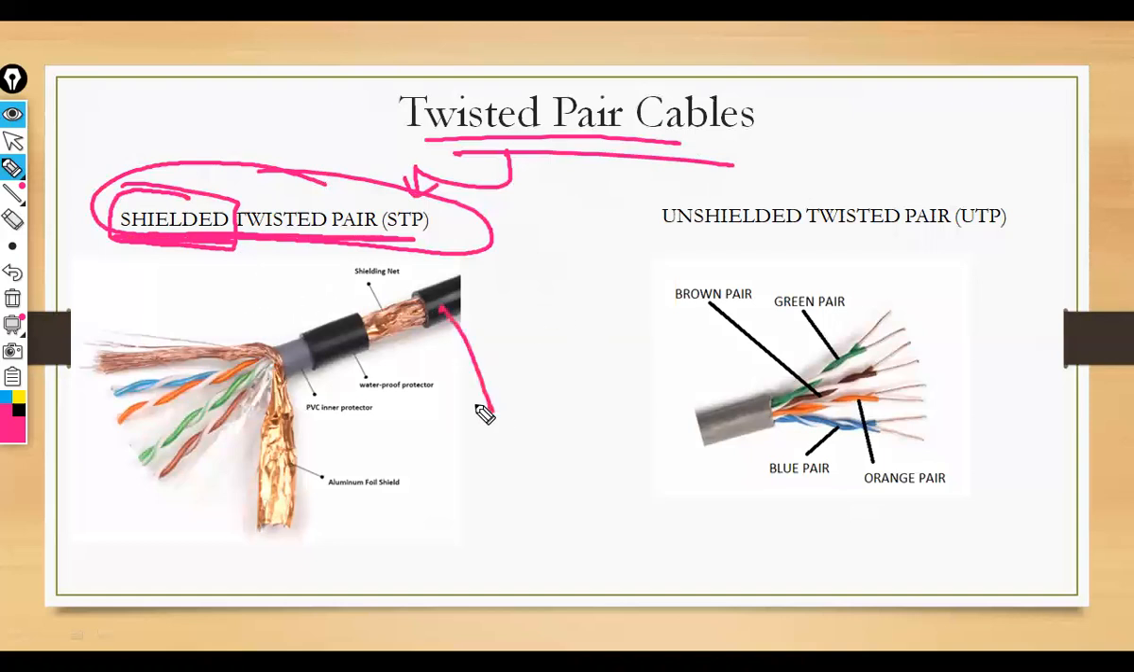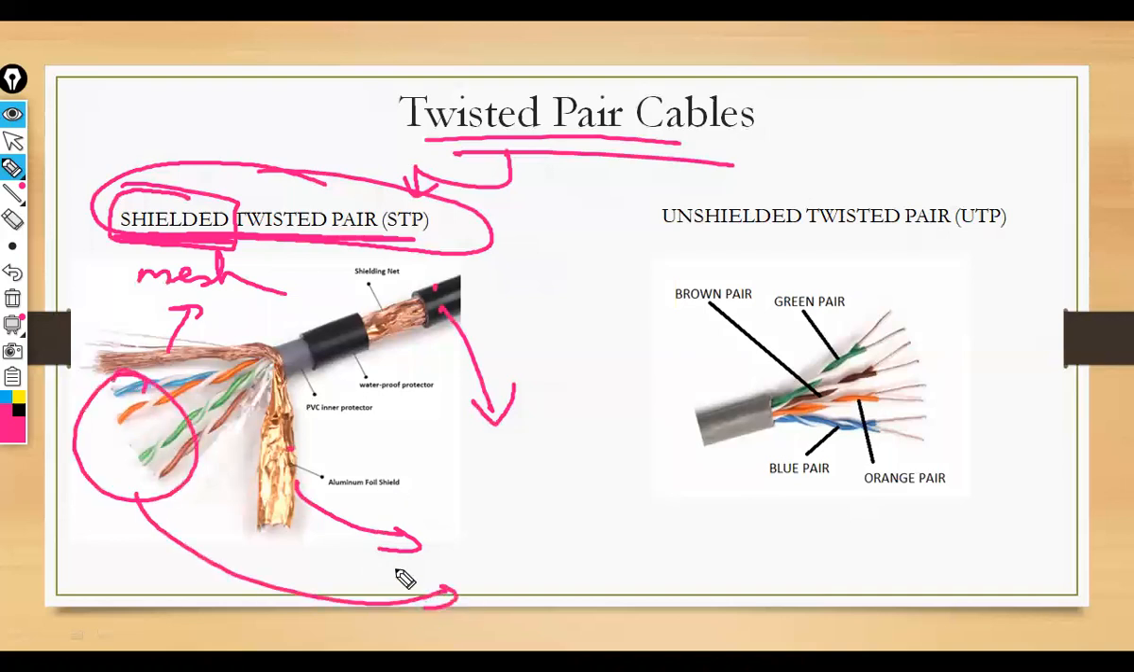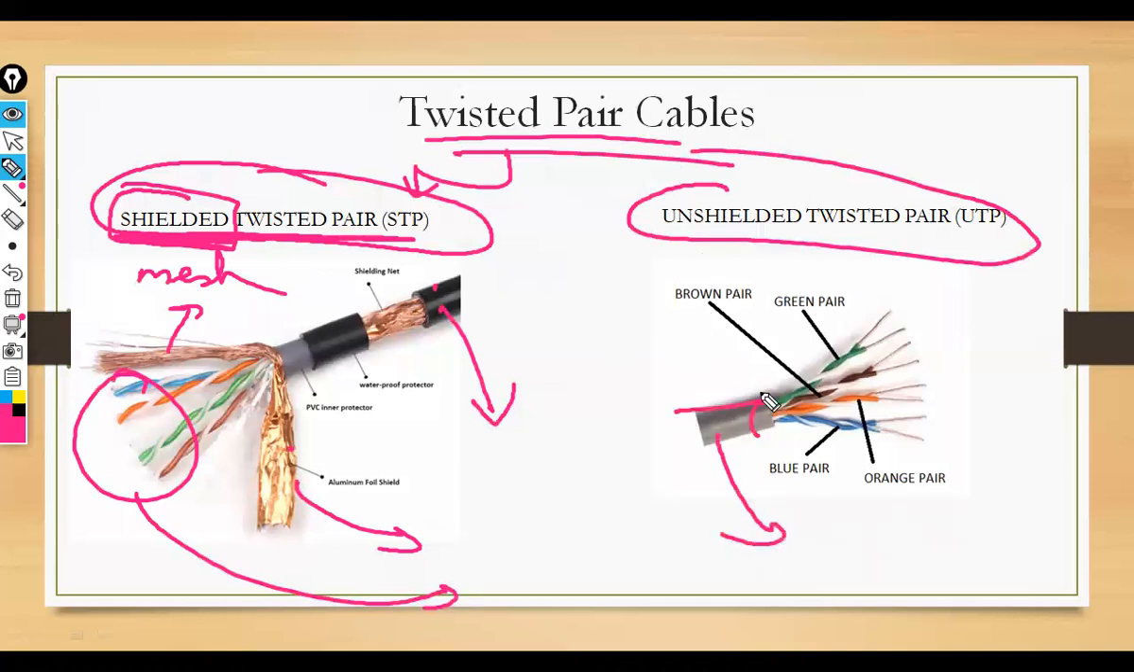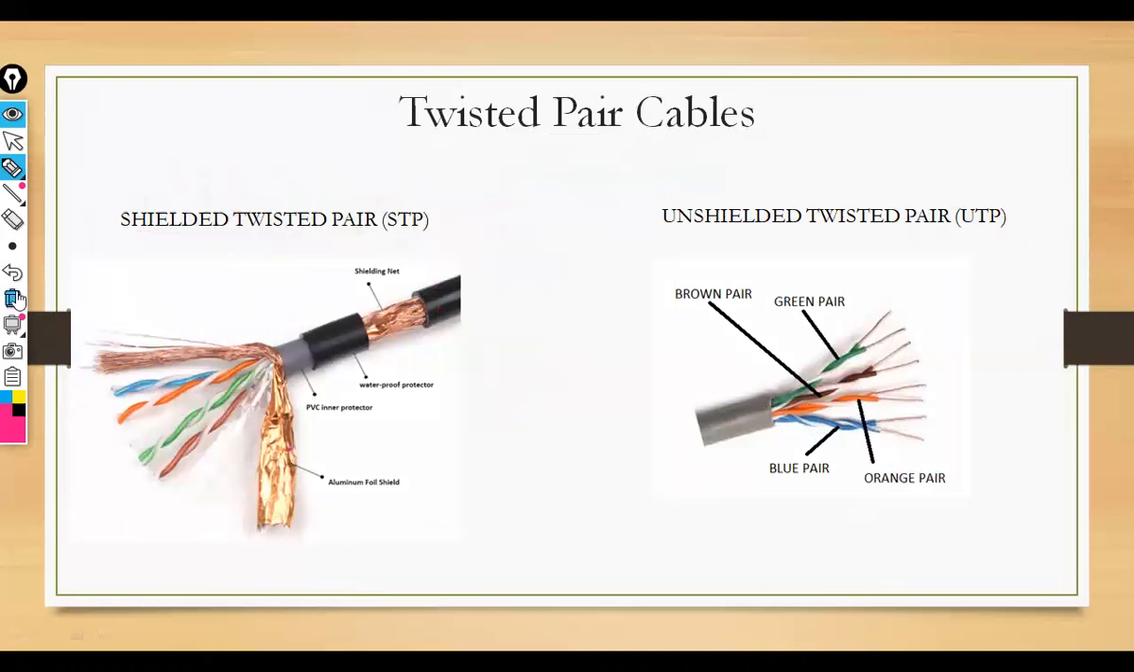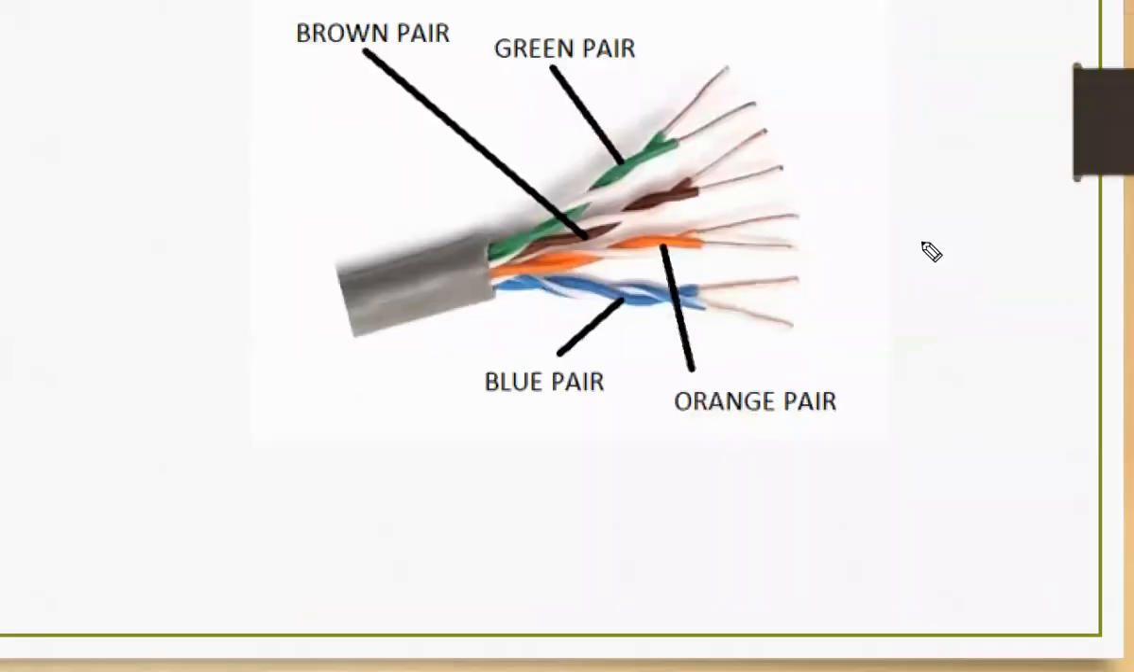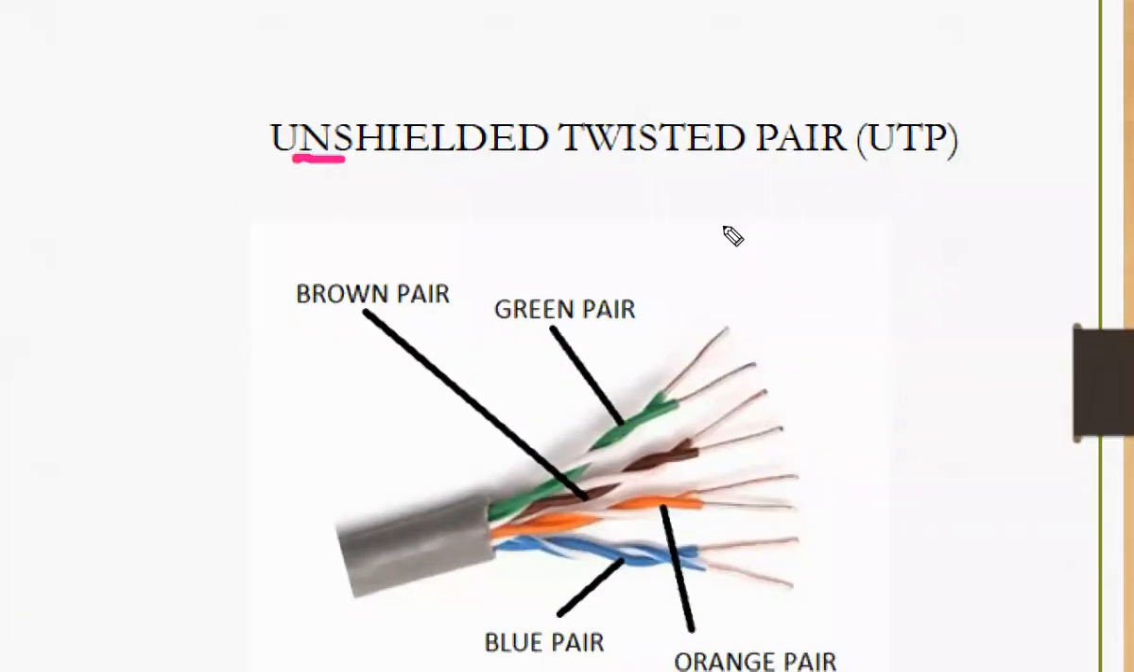Here you can see an outer shielding. Inside you can see a mesh, and inside that an aluminum foil. Then later you can see some wires inside. So here it is shielded. And the unshielded twisted pair is not shielded at all. You just have a plastic coating, and inside this plastic coating you can see the wires. Clear? Let me take the magnifier and show you. So that is shielded and unshielded.